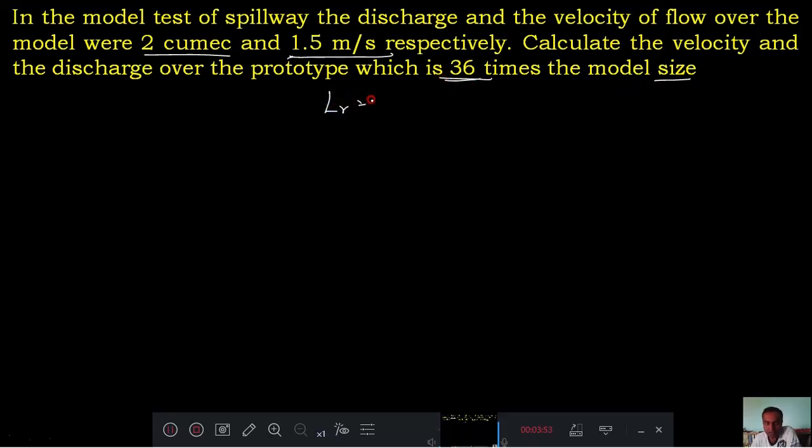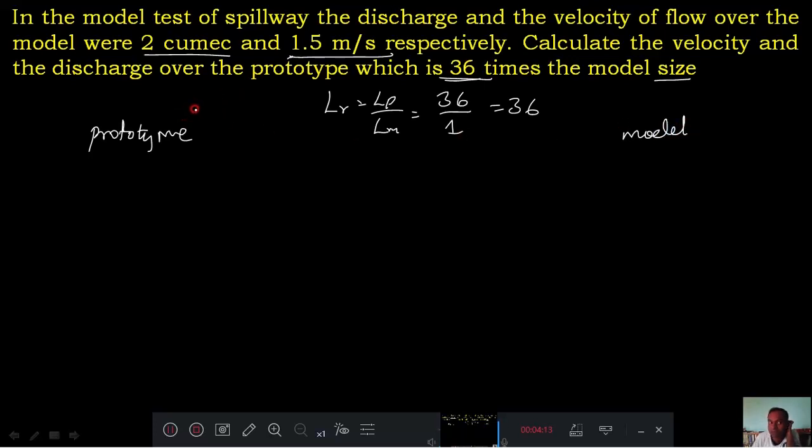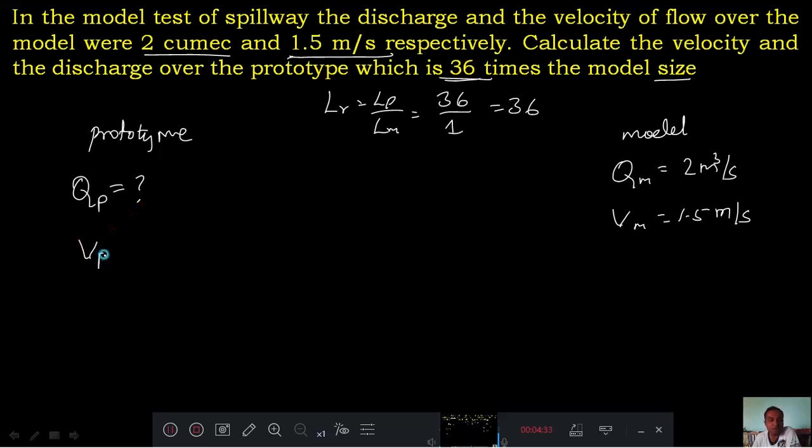I will get here LR, LR equal to LP divided by LM. And if the prototype is 36, then the model is 1. Therefore we got LR equal to 36. Then coming to here, I will list the prototype information, and here the model 1. For the model, it is given Qm is equal to 2 meter cube per second, and for the velocity it is given 1.5 meter per second. And calculate the velocity and discharge for the prototype, means QP we want and VP we want.